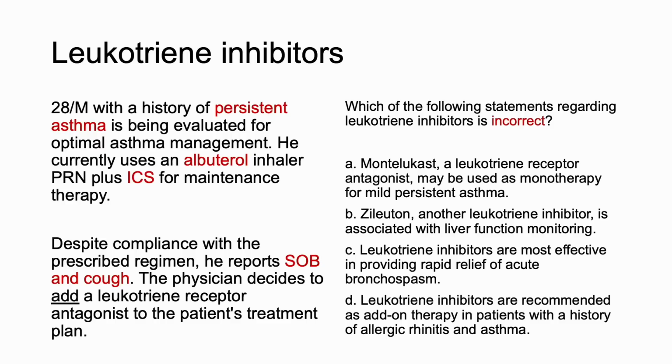Leukotriene inhibitors are not effective in providing rapid relief. Consider a SABA as a rescue inhaler for rapid relief. It is an alternative controller therapy in patients who cannot take steroids in mild persistent asthma, or add-on therapy in patients with inadequate symptom control on steroids in patients with at least moderate persistent asthma. Leukotriene receptor antagonist is also an alternative in patients with allergic rhinitis and asthma. Zyflo, a leukotriene synthesis inhibitor, is associated with liver toxicity.